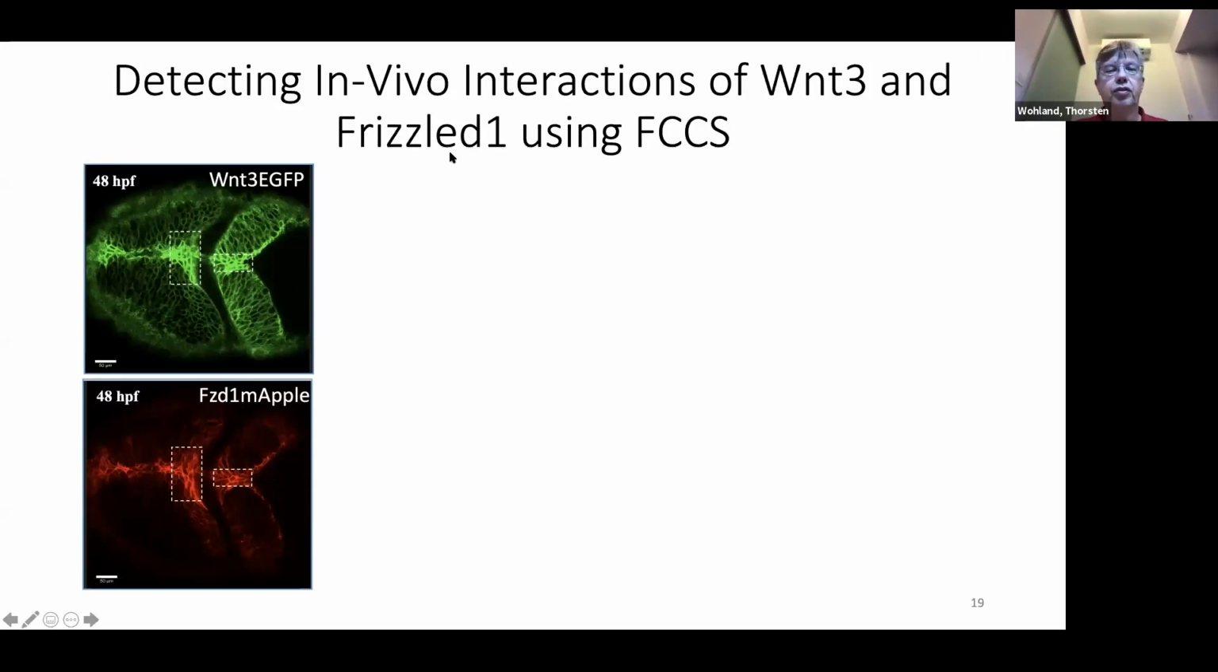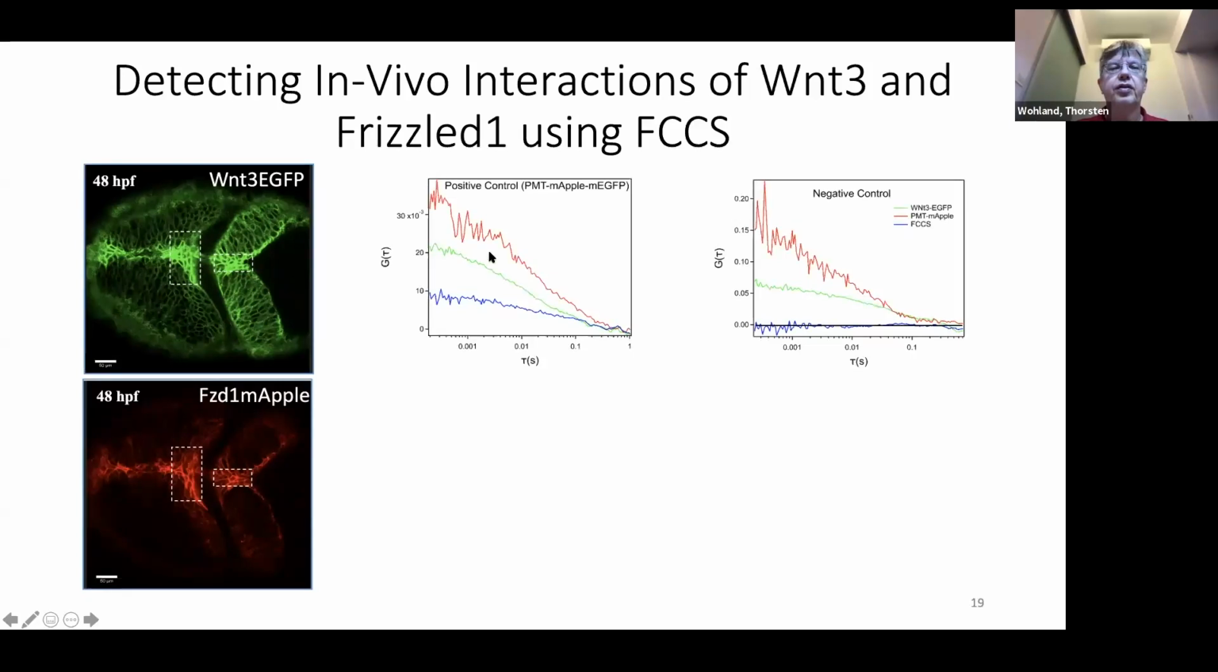And we did this with FCCS. And the interesting thing is, this is a positive control. We have a PMTmApple EGFP. We get the autocorrelations and the cross correlation. That's the best case we can get. We can't get better than that.